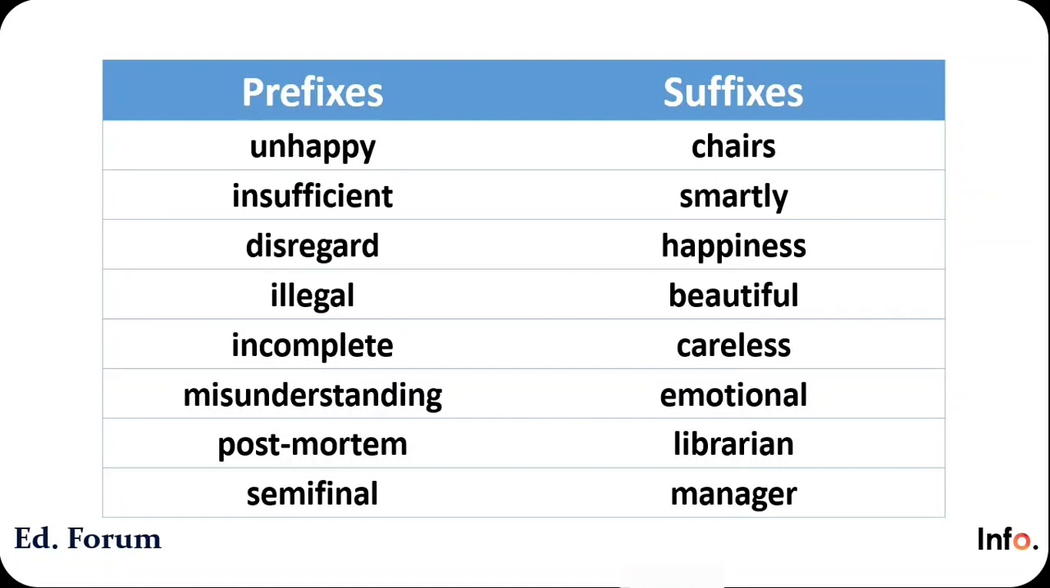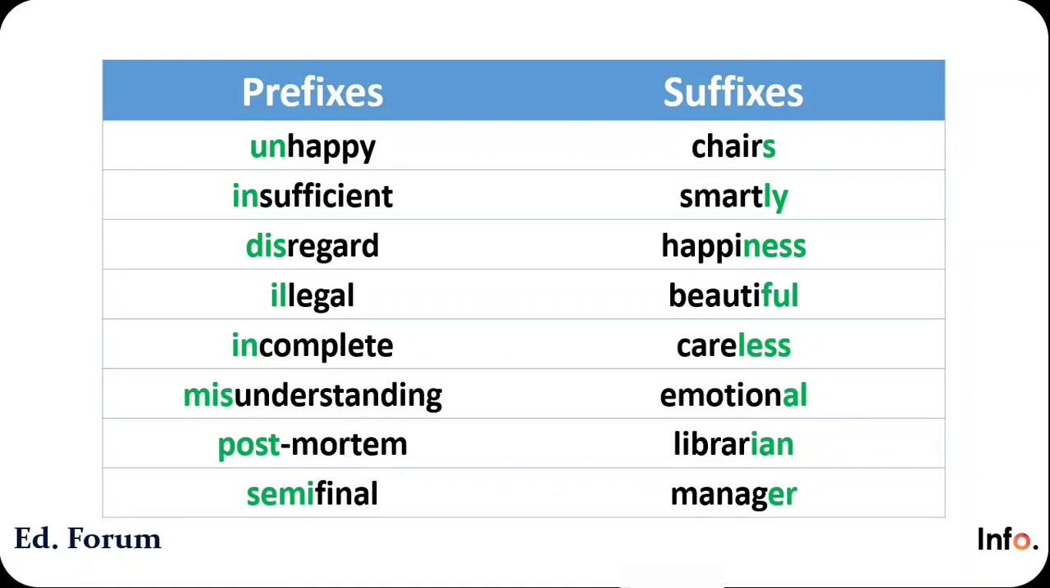That's how it works. Now let's have a list of some common prefixes and suffixes, and let me break them down for you so that you can understand better. Unhappy. Un means something which is not there, something which is missing. Insufficient balance. You might have heard or seen this in your account statement. So in means it is not sufficient. Disregard. So dis means something opposite. And then we have illegal. Illegal, it is not legal. Incomplete, it is not complete.